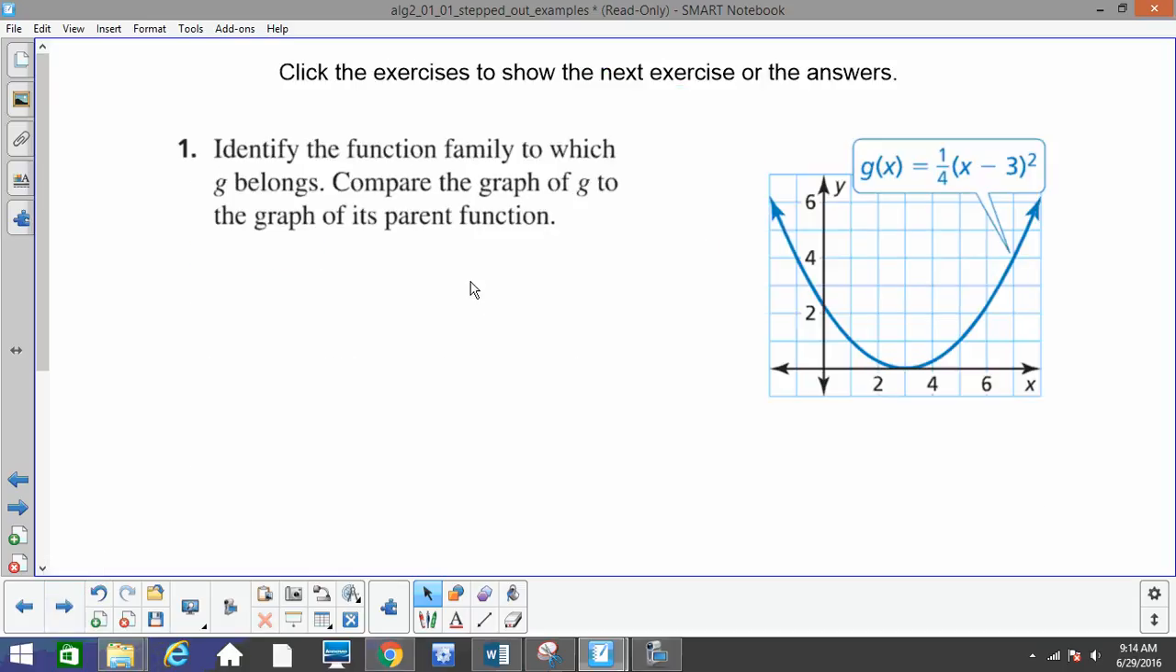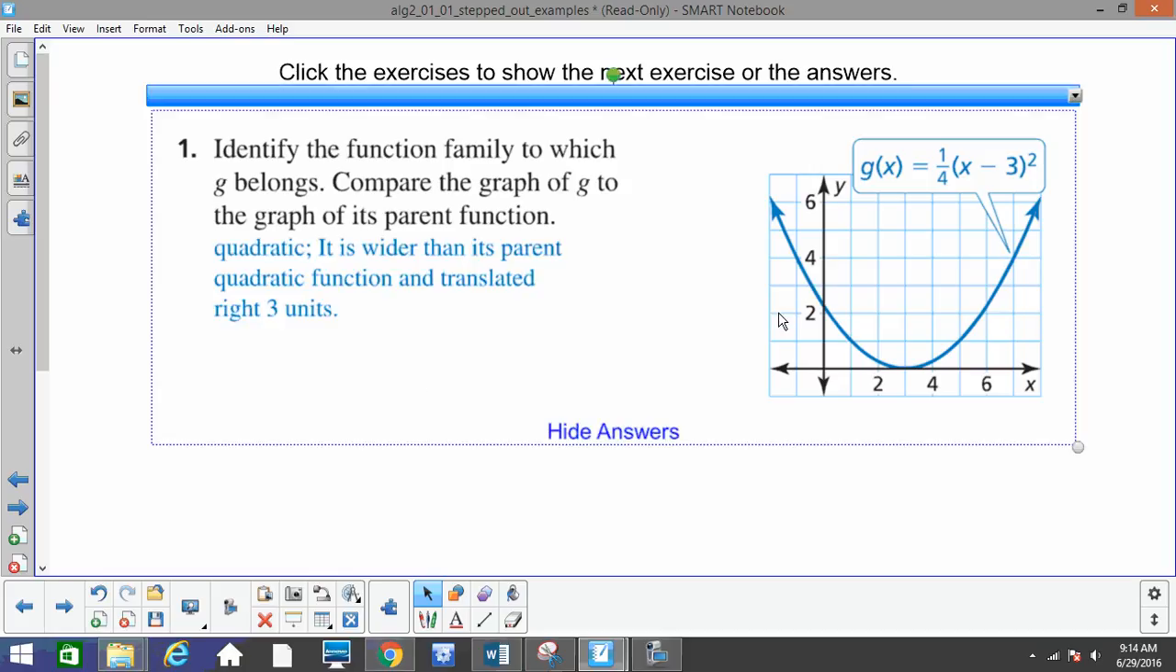I'm going to do the same thing here. This should be a Try It. Go ahead and give it a shot. Pause, give it a shot. This one is wider. That 1/4 in front makes it stretch out. And that -3 makes it shift to the right 3.